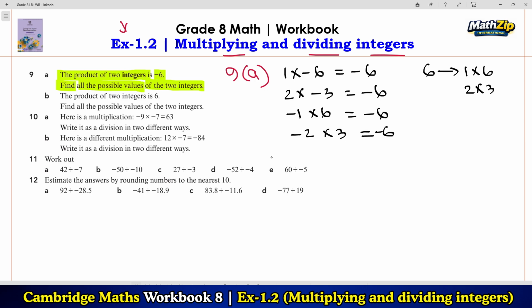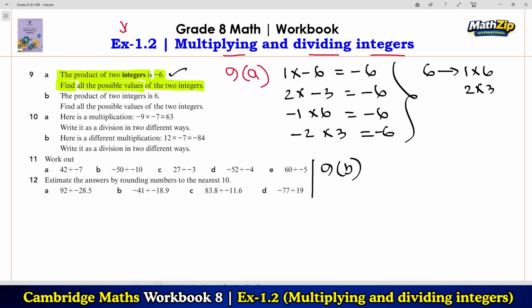And -2 times 3, it will also be -6. So here we get a total of 4 combinations to get two integers whose product is -6. Once we multiply like this, 9a is done. 9b.